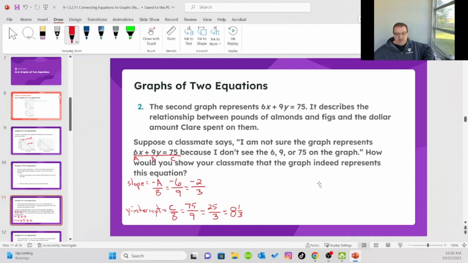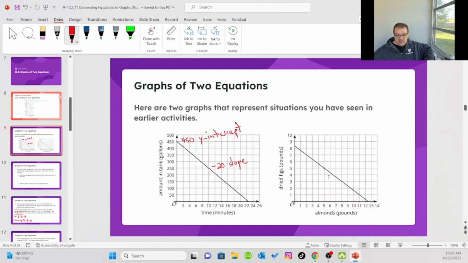So now if we look at our graph, we can see right here we're at 8 and 1/3. That is our y-intercept. And we can see our negative 2/3 is our slope. So this is the equation that represents this graph.